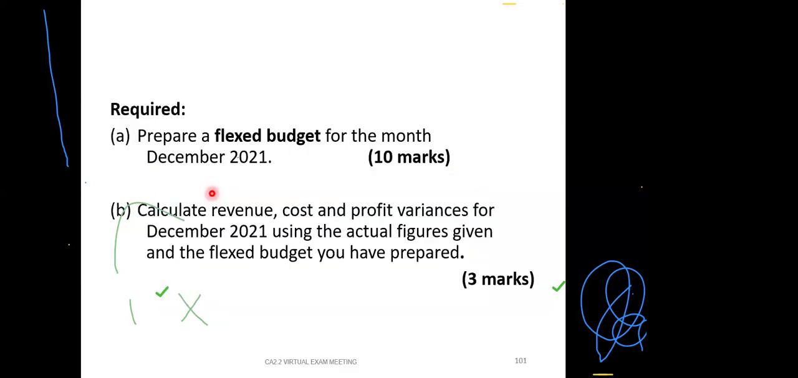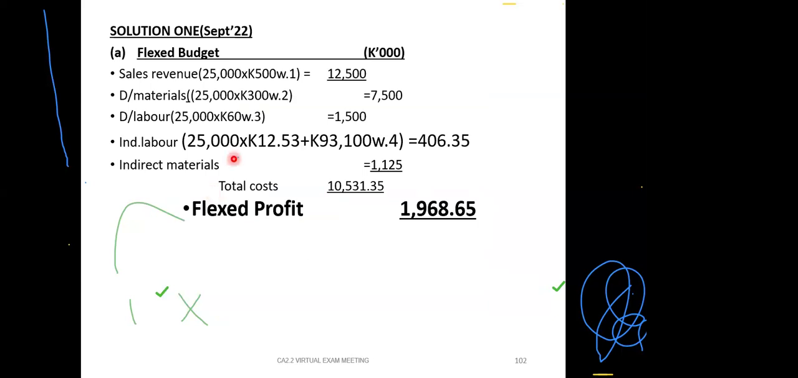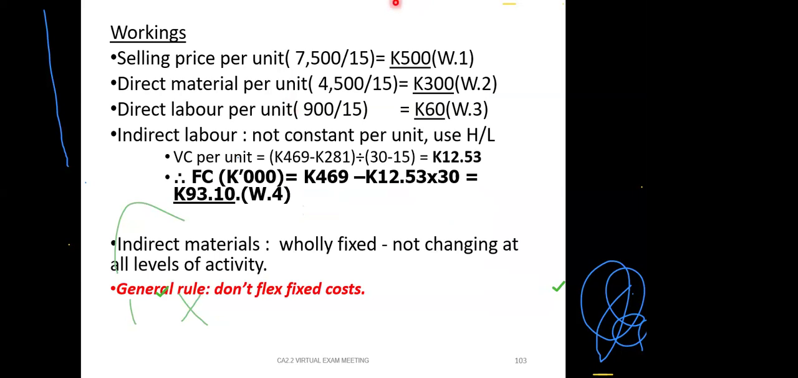Okay, so fast track, if I take you to this, these were the workings. 7.5 by 15, I got 500. 4.5, I get 300. 900 by 15, I get 60. So they were constant. So I flexed this. By flexing, you multiply the actual activity 25 by 500, by 300, by 60.